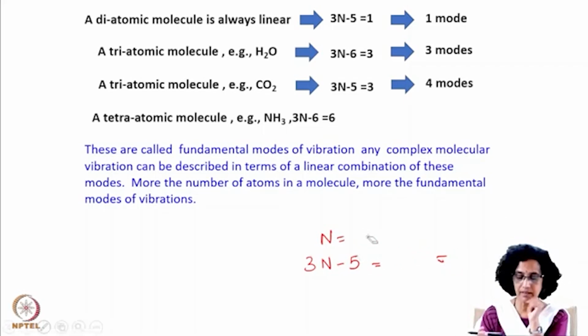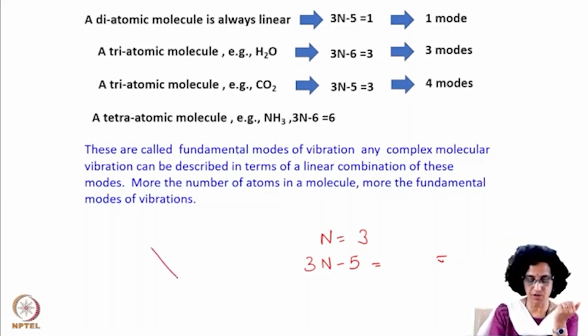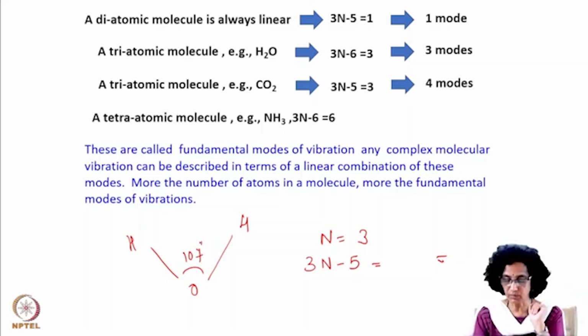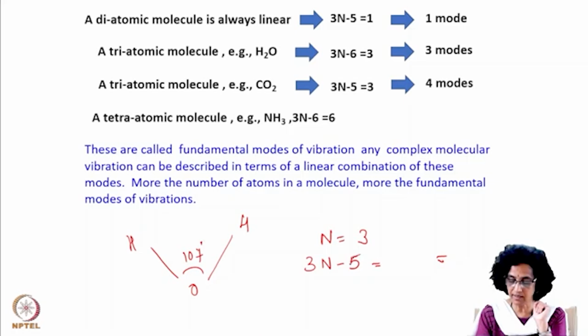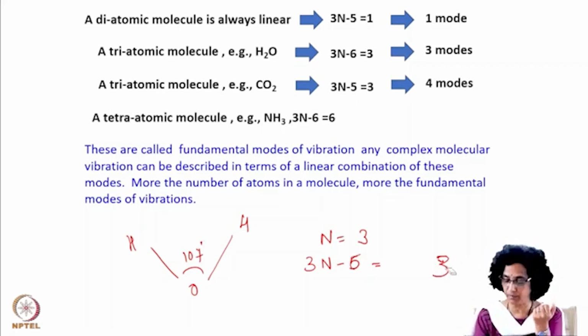Now if we consider a triatomic molecule, for example the H2O molecule, now n is 3. It is not a linear molecule. A water molecule is something like this, and there is an angle of about 107 degrees. So this is not a linear molecule, and so what you have is 3n minus 6. That gives 9 minus 6, that is 3 normal modes of vibration.